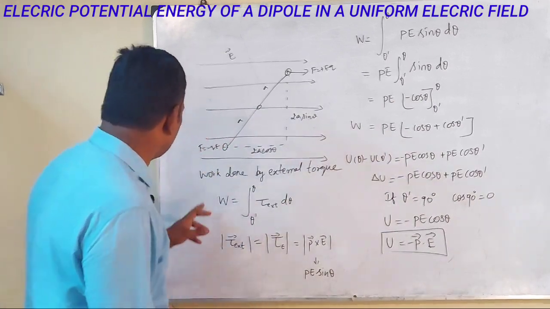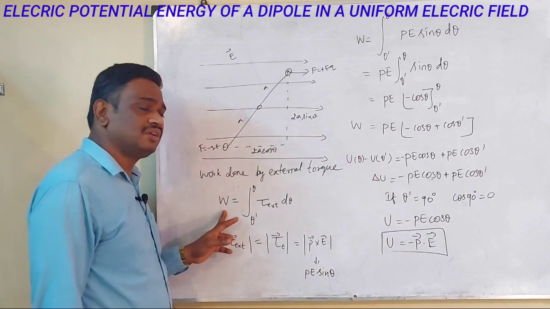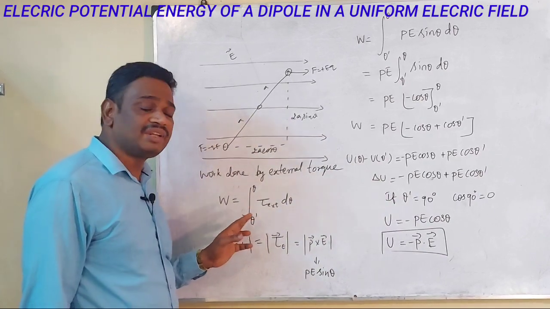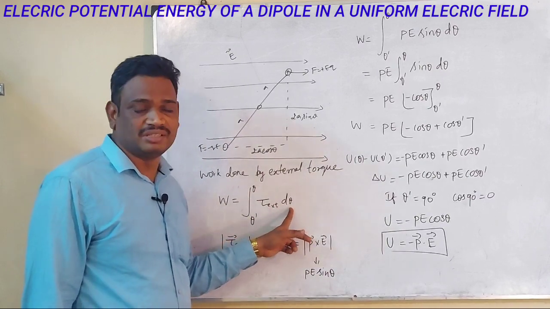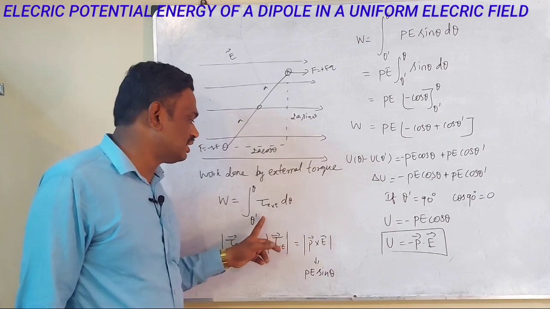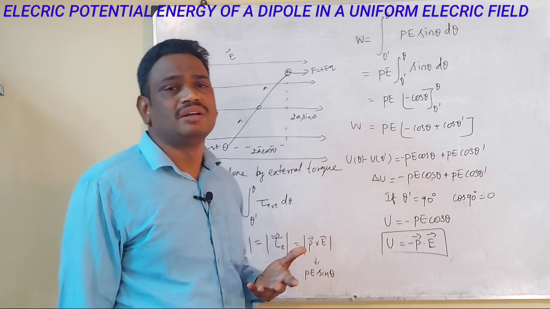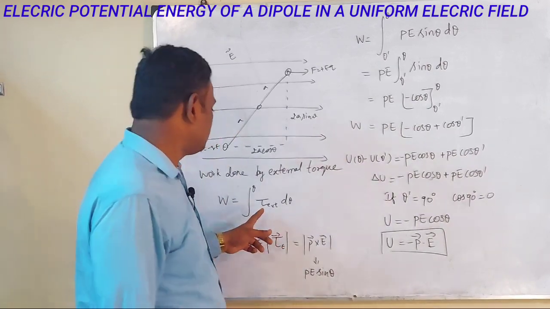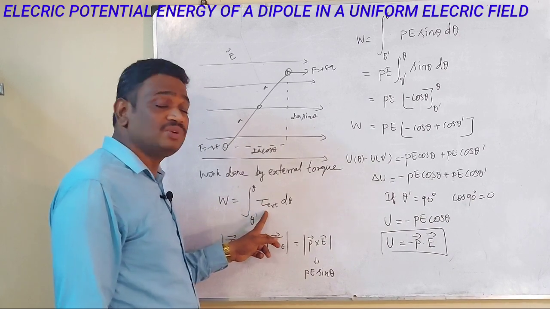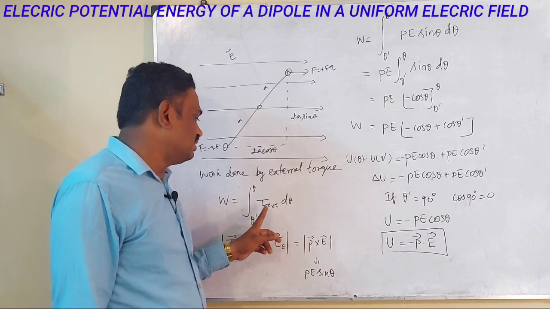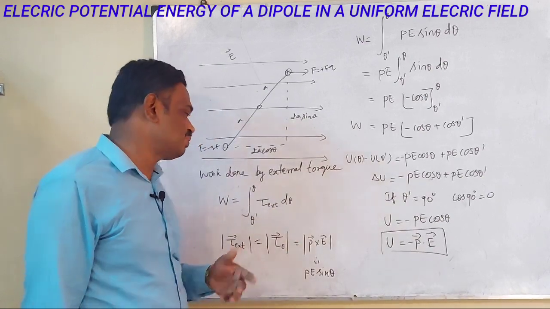Okay. So, the work done by an external torque W is equal to, how will you write work done in the case of angular rotation? Torque into angular displacement. In the case of linear work done, how will you write it? Force into distance. In this case it is angular rotation, so for angular motion we have to use torque instead of force, and angular displacement instead of distance.